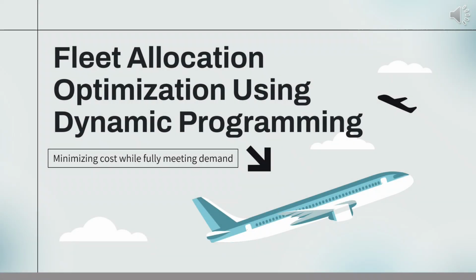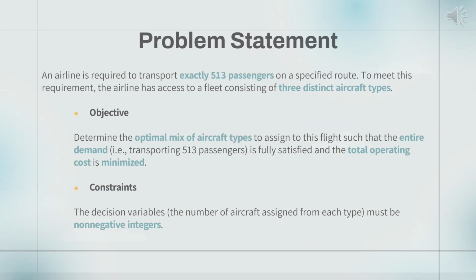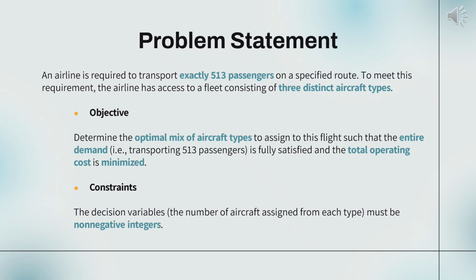Welcome to this presentation. In this section, we are going to examine a practical problem in the field of operations research and resource allocation optimization. The problem statement is as follows. We need to transport exactly 513 passengers. Our objective in this model is to fully satisfy this demand using the available fleet in such a way that our objective function, which is the total operational flight cost, is minimized. To solve this integer allocation problem, we will utilize the dynamic programming technique.